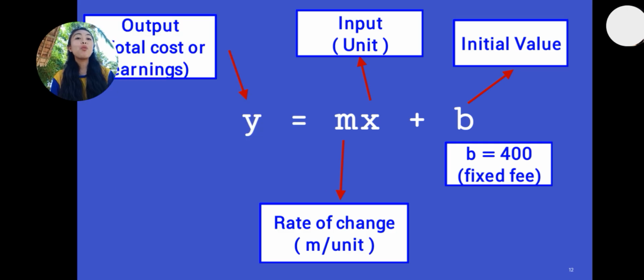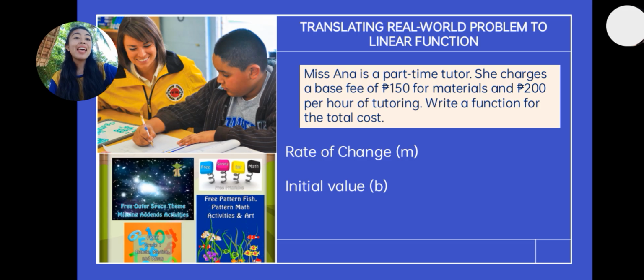And lastly, we have y, which is the output. In real life, it is usually the total cost or earnings. You usually obtain y after plugging in values for your m, for your x, and for your b. Class, do you need further elaboration on this part? If none, then let's try to translate real-world problems to linear functions.